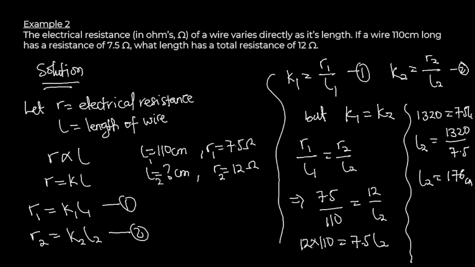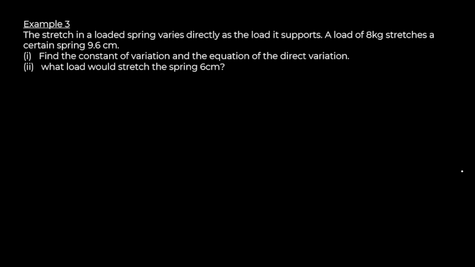Let's look at one final example. We have the stretch in the loaded spring varies directly as the load it supports. A load of 8 kilograms stretches a certain spring 9.6 centimeters. We are to find the constant of variation and the equation of the direct variation. We are to find what load will stretch the spring 6 centimeters. So let's go ahead and look at the solution to this problem.